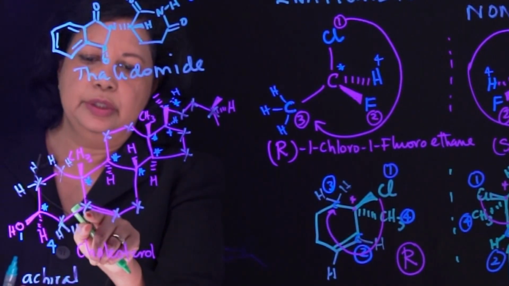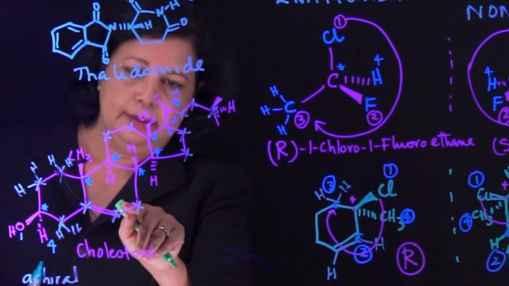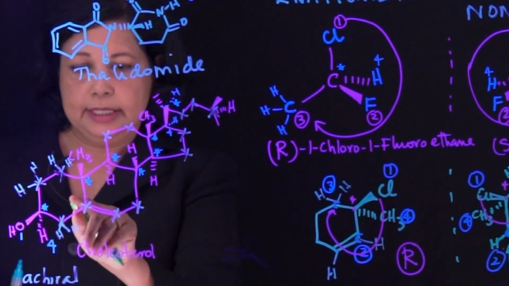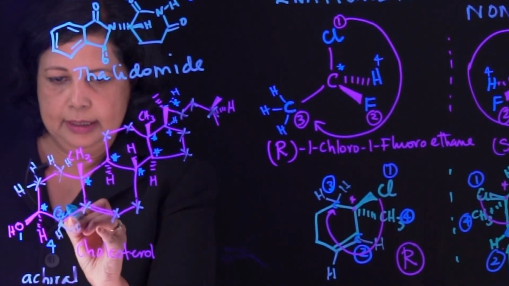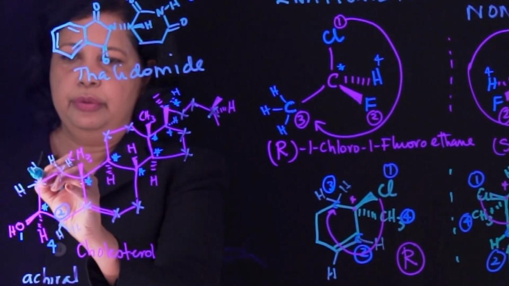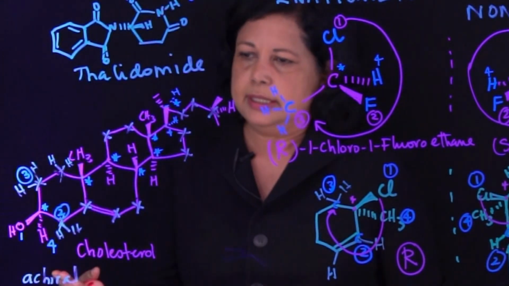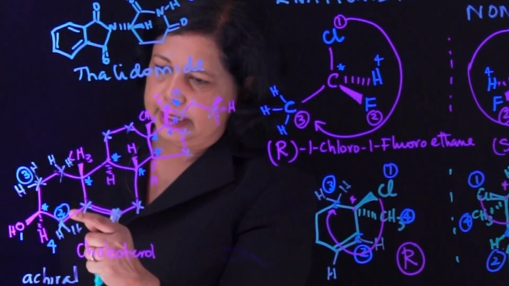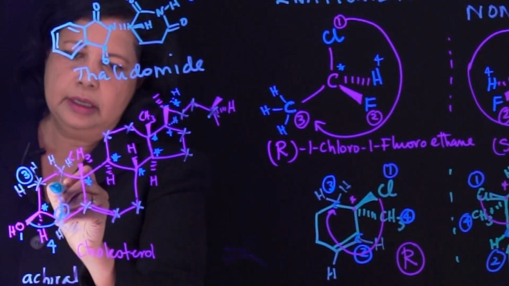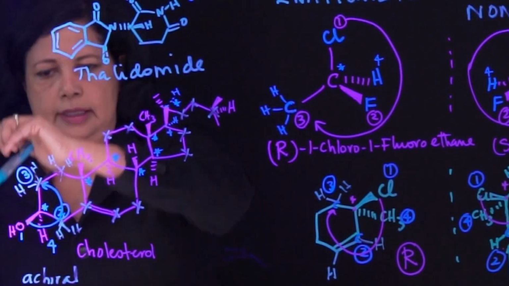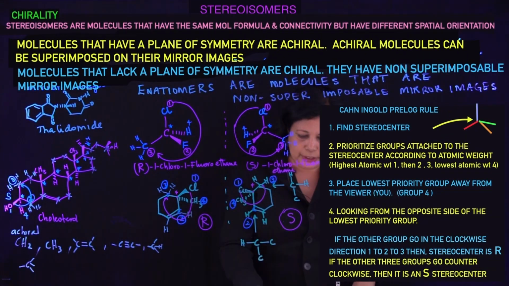So this is going to be the chain that has high atomic weight groups attached. So this is going to be your next highest priority. Then 3. Okay. So here 4 is already away from me because it's on a dash. I don't have to rotate it. And if I go 1, 2, 3, it's going left turn. That's S. So that's one way to do R and S.